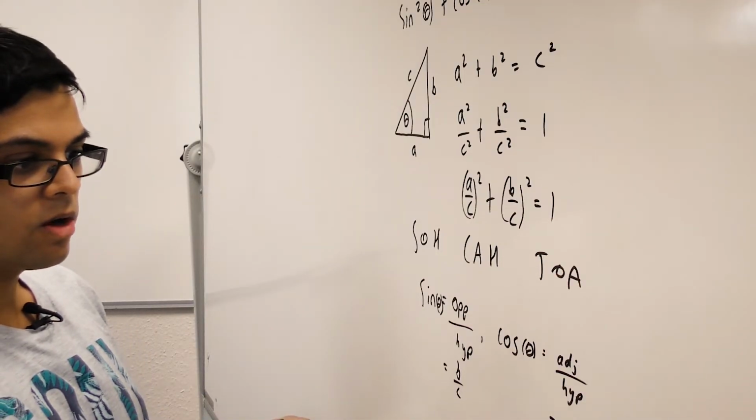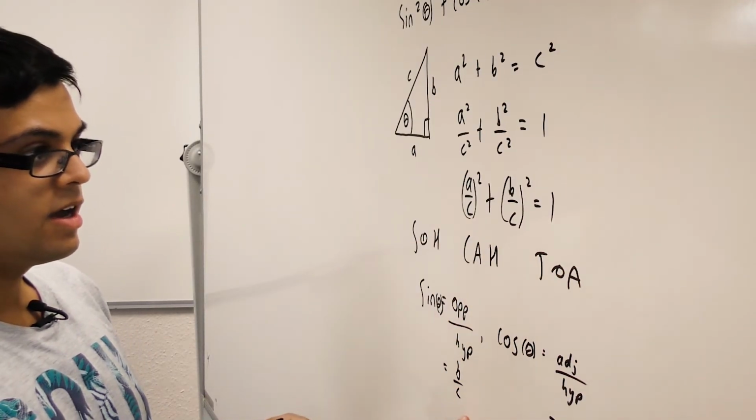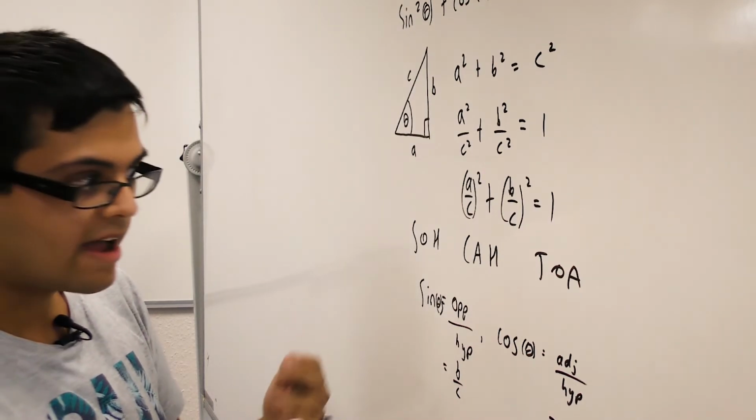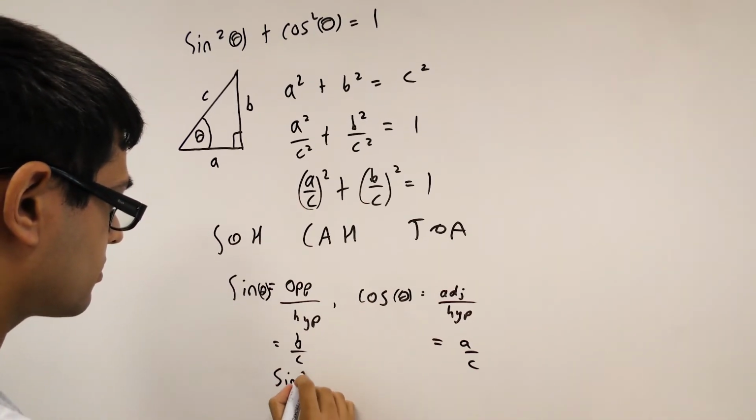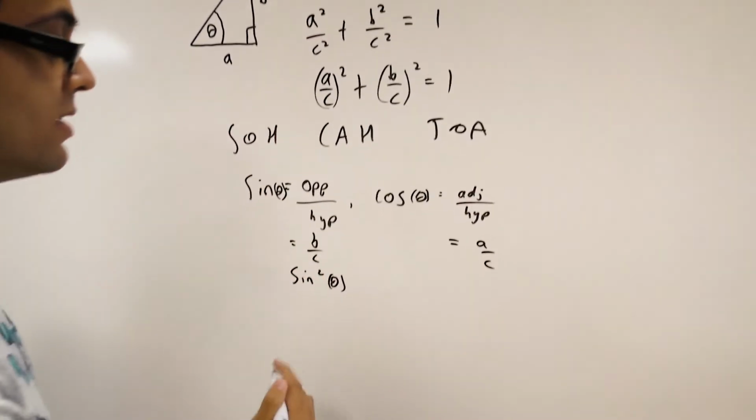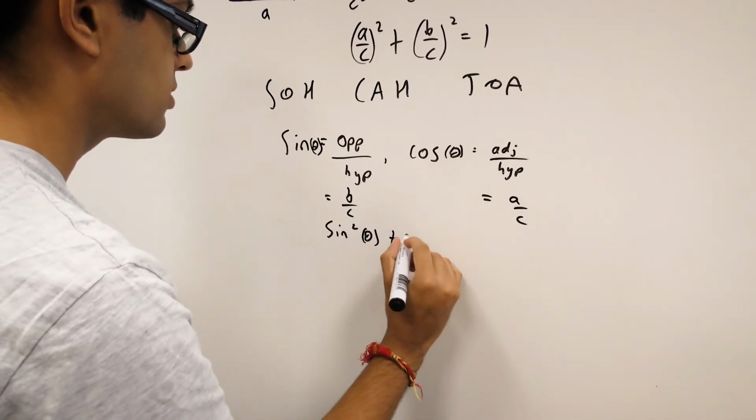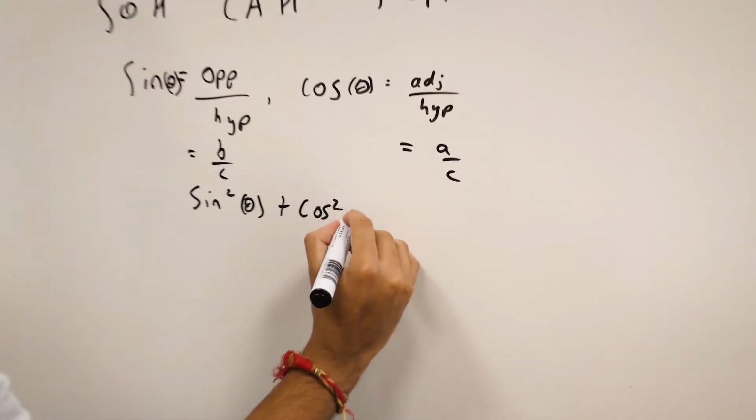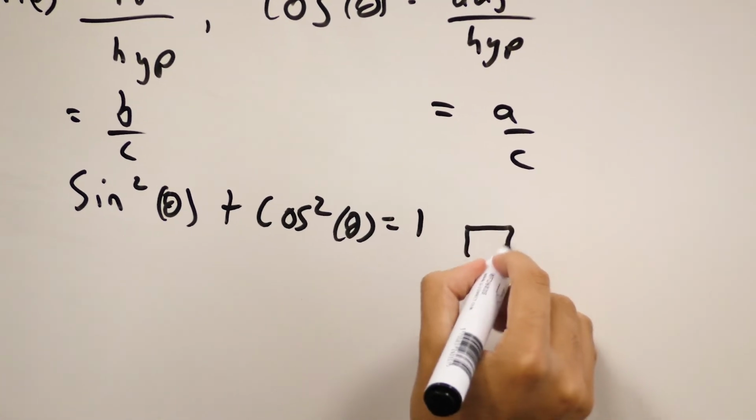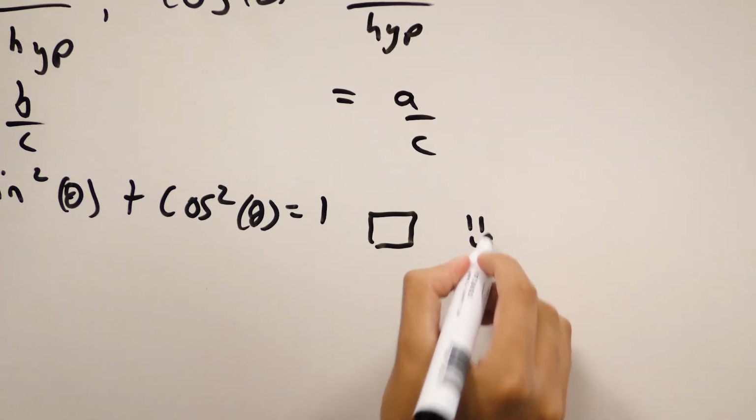Right, okay, well we've got A over C all squared and B over C all squared, so we can just plug that in. Sine squared theta, which means sine of theta all squared, it's the same thing, plus cosine squared theta is 1. And we use this little box to say we've ended the proof.